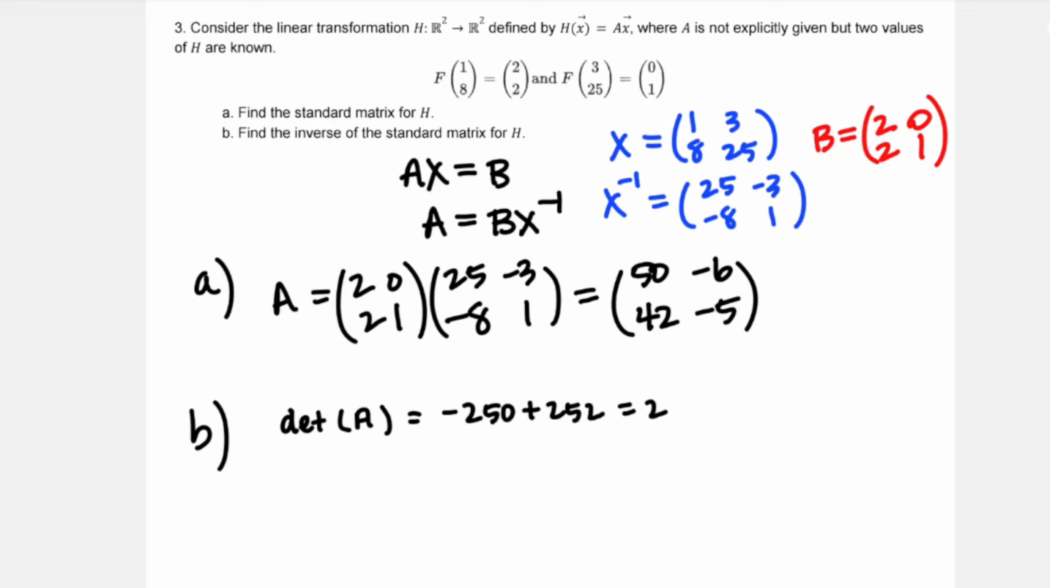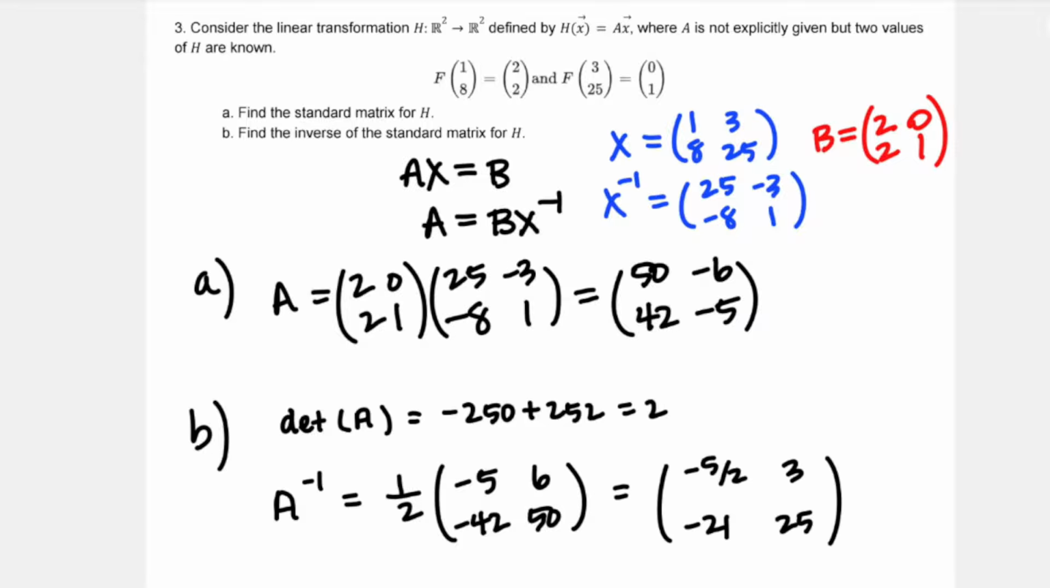And if I want to take the inverse, I'm going to divide by 2, because we need to divide by the determinant for a 2x2. And then we're going to swap the upper left and lower right, and we're going to make the other two negative. So that would be -42 and +6. We'll distribute the half, and we'll get the inverse matrix that we were asked to find.